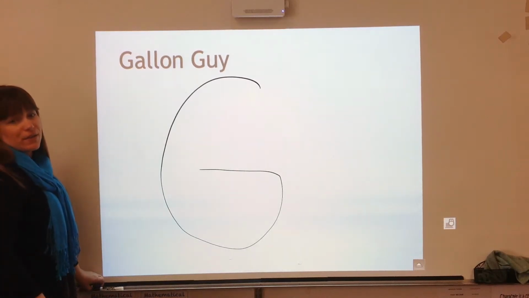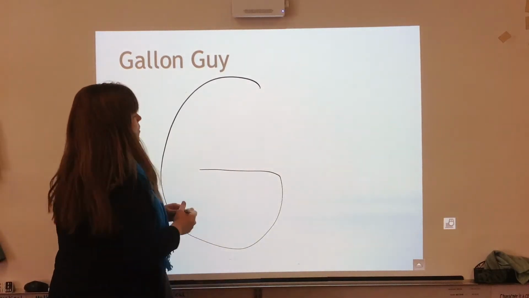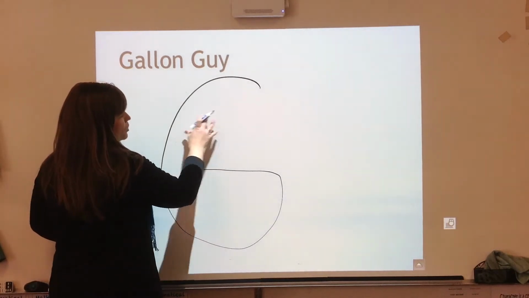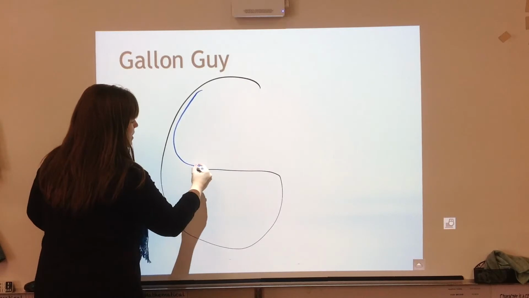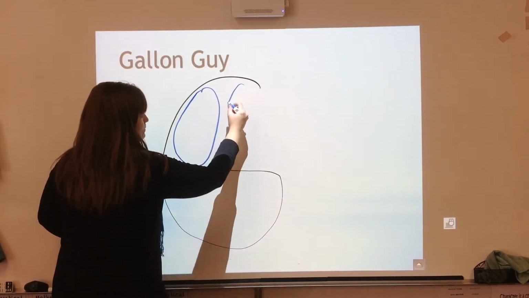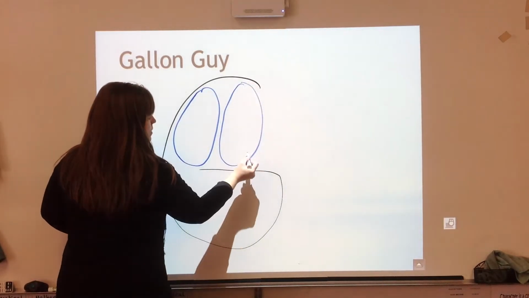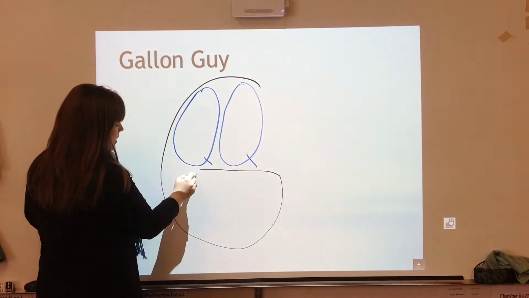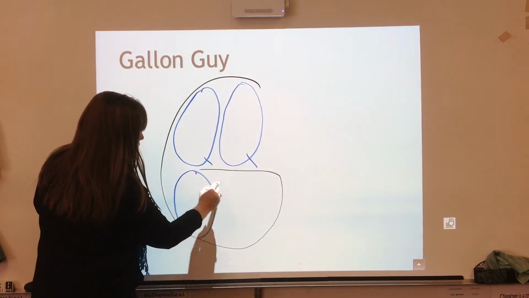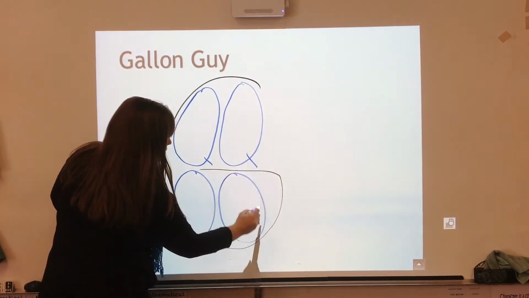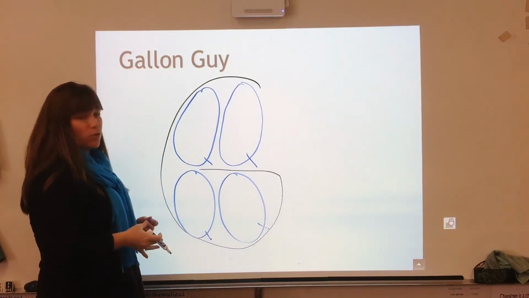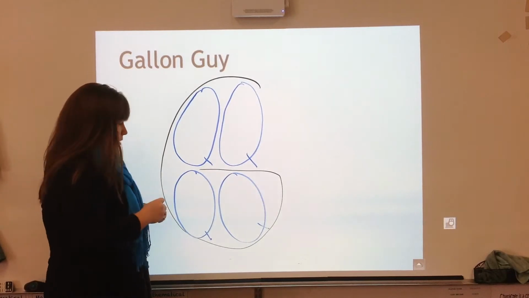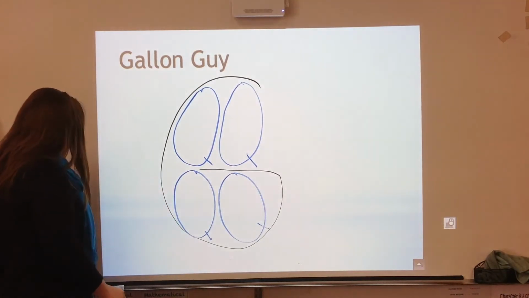Once you have that giant G, we are going to draw 2 Q's in the top part of the G, as big as you can make them. They kind of look like his eyes. And then I want you to make 2 other Q's at the bottom. Those stand for quarts. How many quarts in 1 gallon? 4.